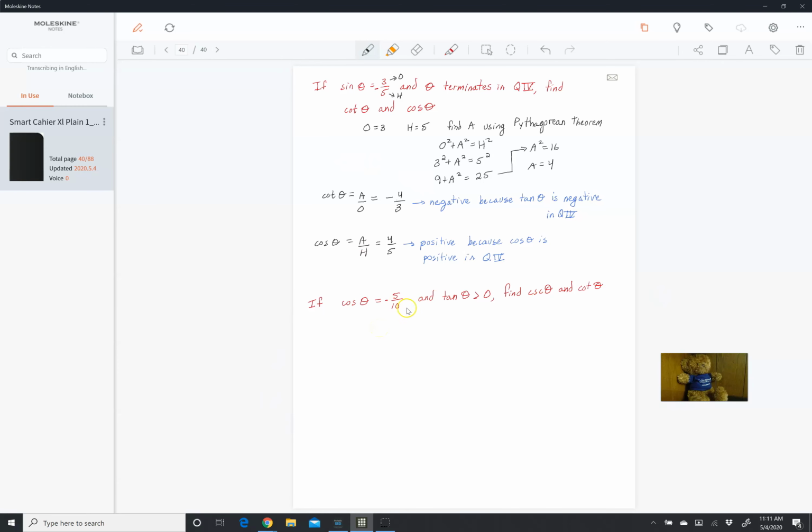Okay, so what's the difference? The difference is we're not told directly where theta terminates. It doesn't say that theta terminates in quadrant something. This is saying, okay, our cosine is negative. So where is our cosine negative? This tells us theta must be in quadrant 2 or quadrant 3.